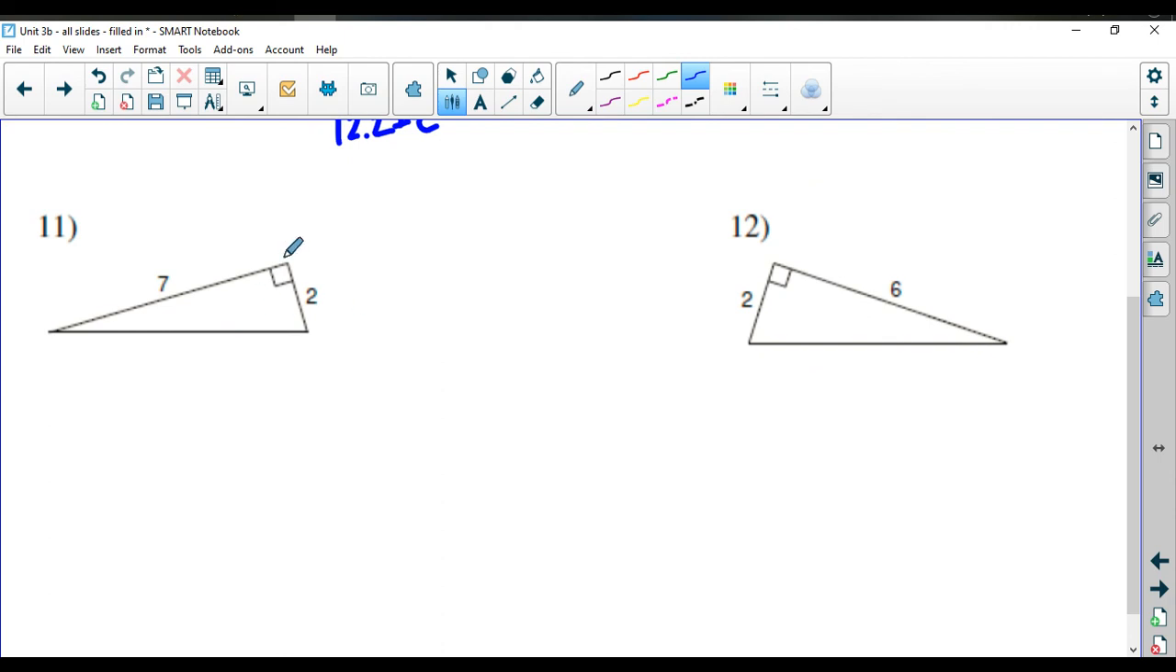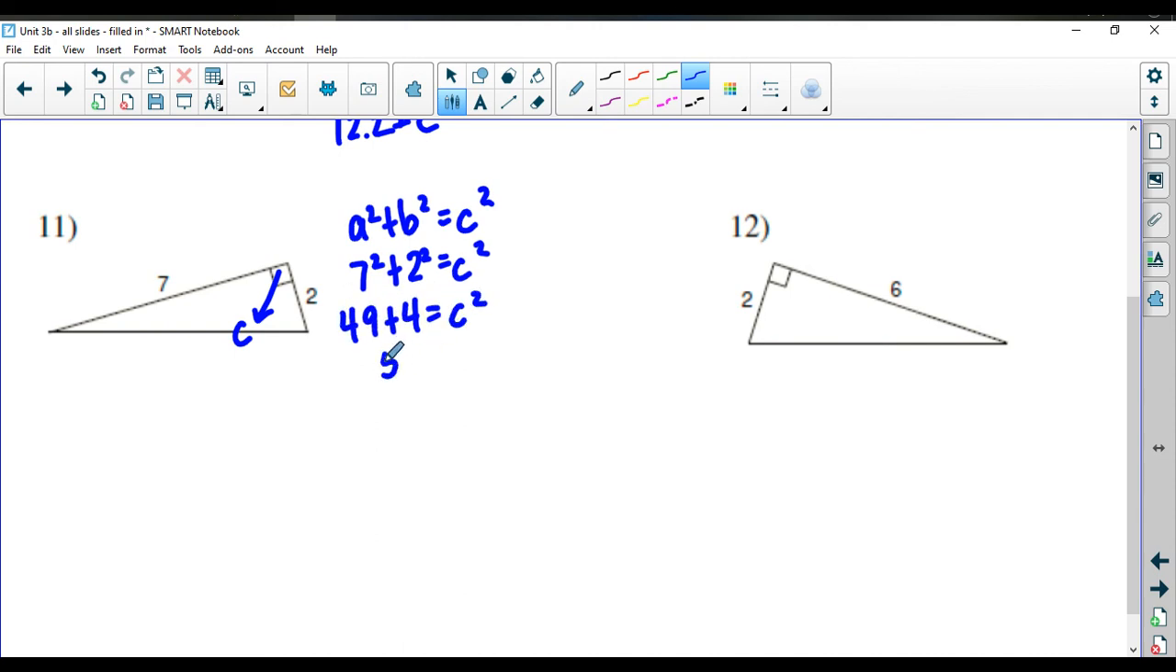Last two examples, 11 and 12. Right angle across, this is C. So I have a squared plus b squared equals c squared. 7 squared plus 2 squared equals c squared. So 49 plus 4 equals c squared. 53. Take the square root. The square root of 53 rounded to the nearest tenth is actually 7.3. So I get 7.28, and then 8 will bump that up.